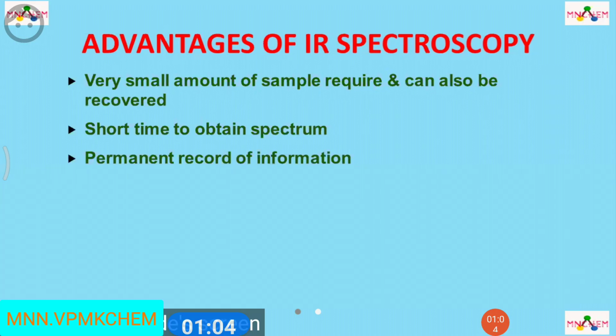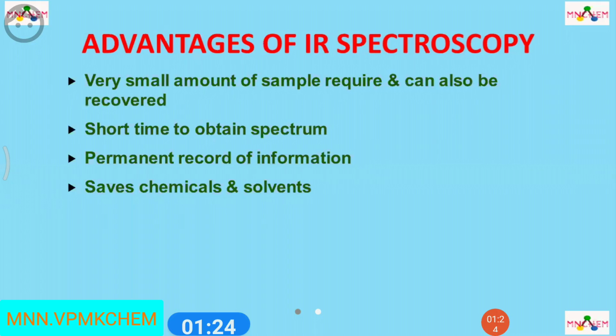Once the IR spectra of a pure sample is recorded, it can be kept as a permanent record, and we can have information or the data available for various compounds. And most importantly, when we compare this IR spectroscopy technique with the conventional methods, it is useful for saving chemicals, the time, and solvents. So these are the few advantages of IR spectroscopy.